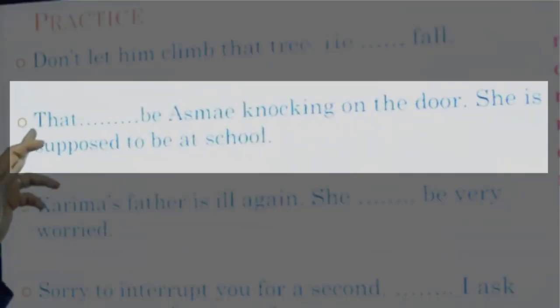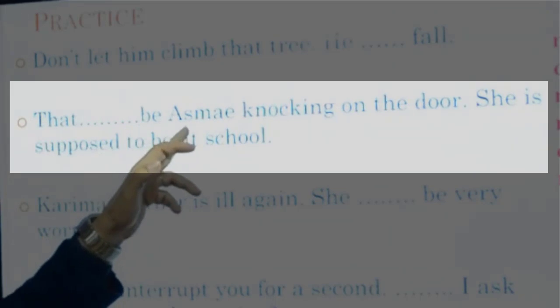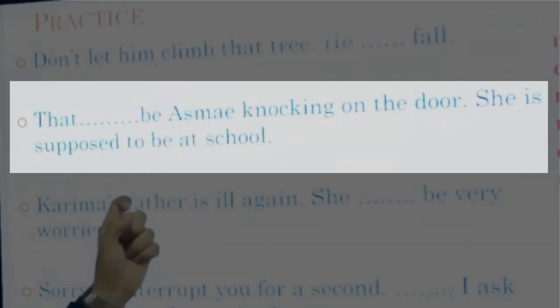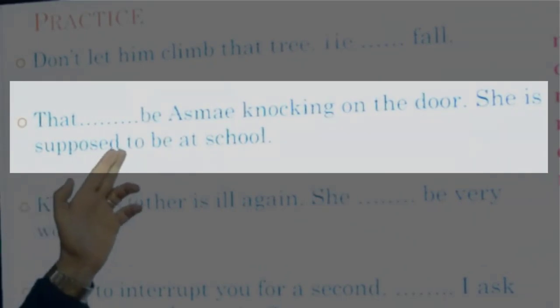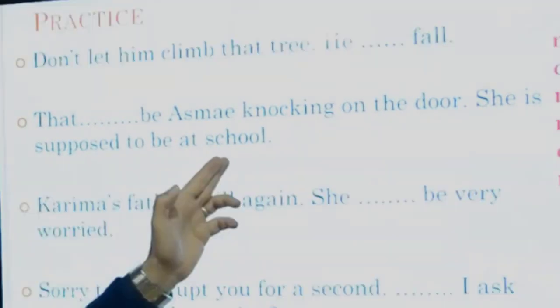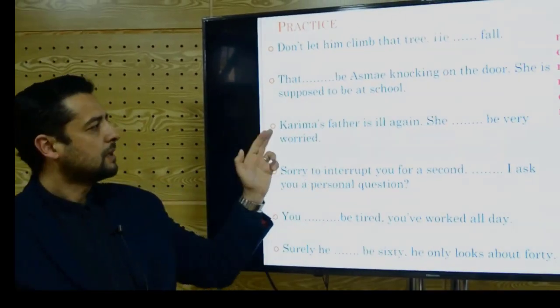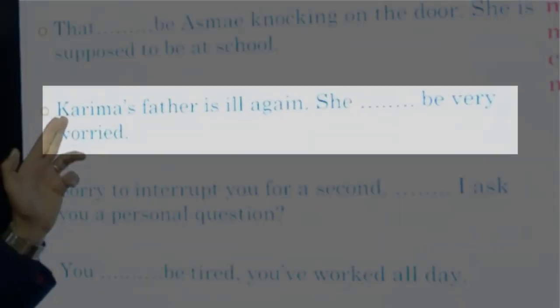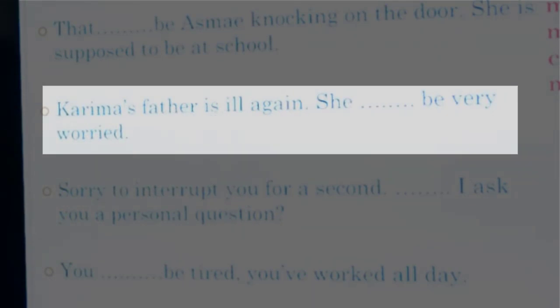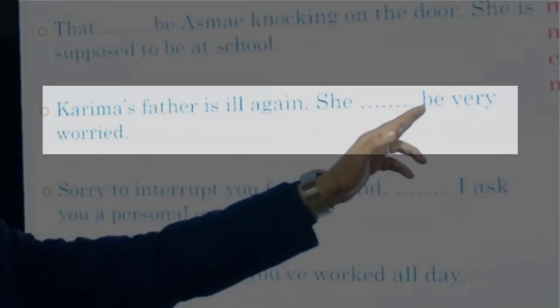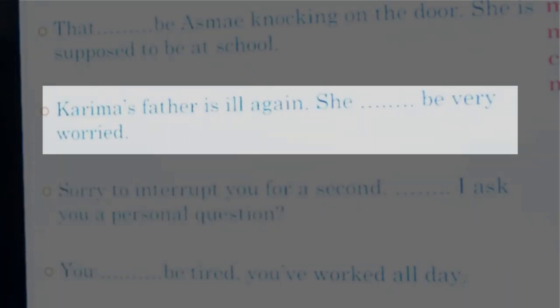Number 2, that Asma knocking on the door. She is supposed to be at school. Number 3, Karima's father is ill again. You know what it means, ill? Right, that's it, which means that you have a health problem. She be very worried.